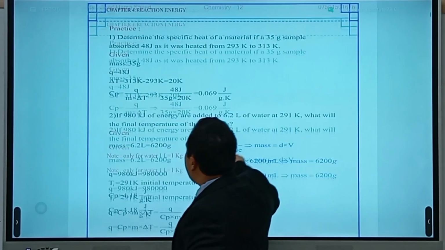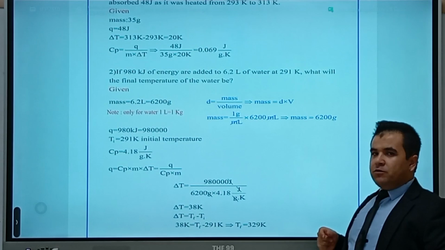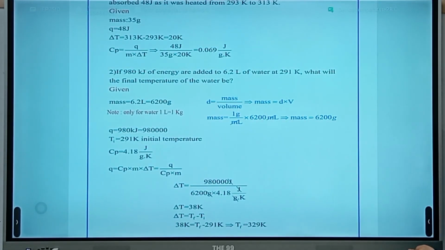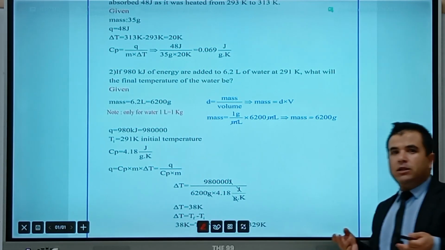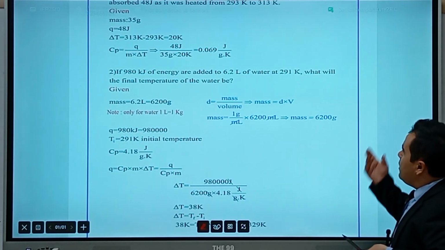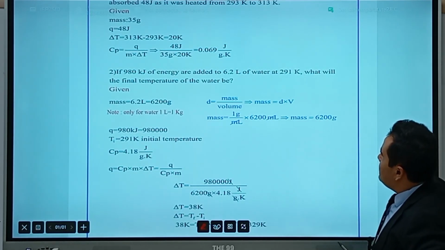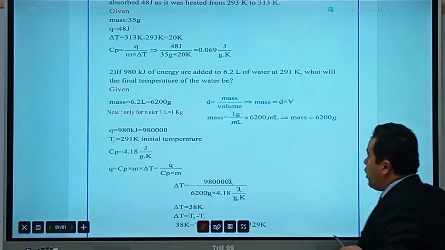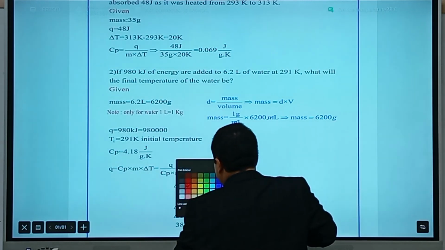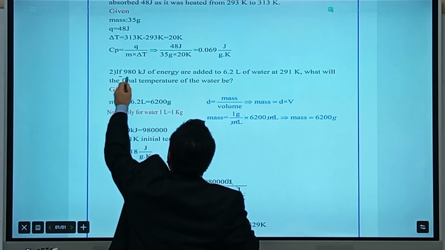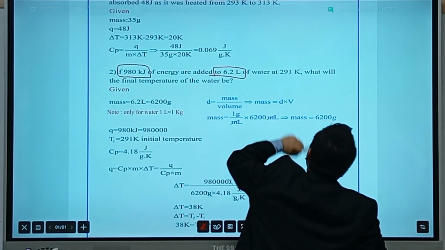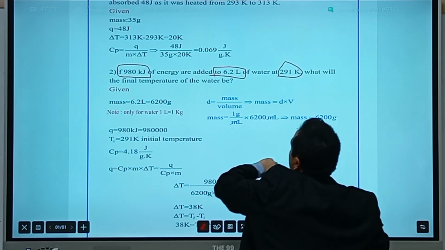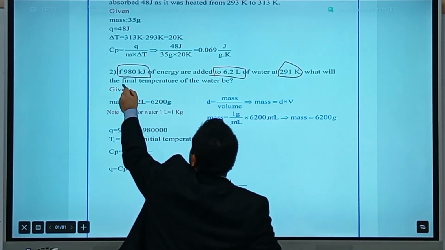The second question in the practice, guys, appears in the ministerial exam more commonly. Most of the rounds, whenever they would like to provide questions on Cp, this second practice appears. The second practice: we have 980 kilojoules, 6.2 liters of water, and the T initial. The requirement is the T final.